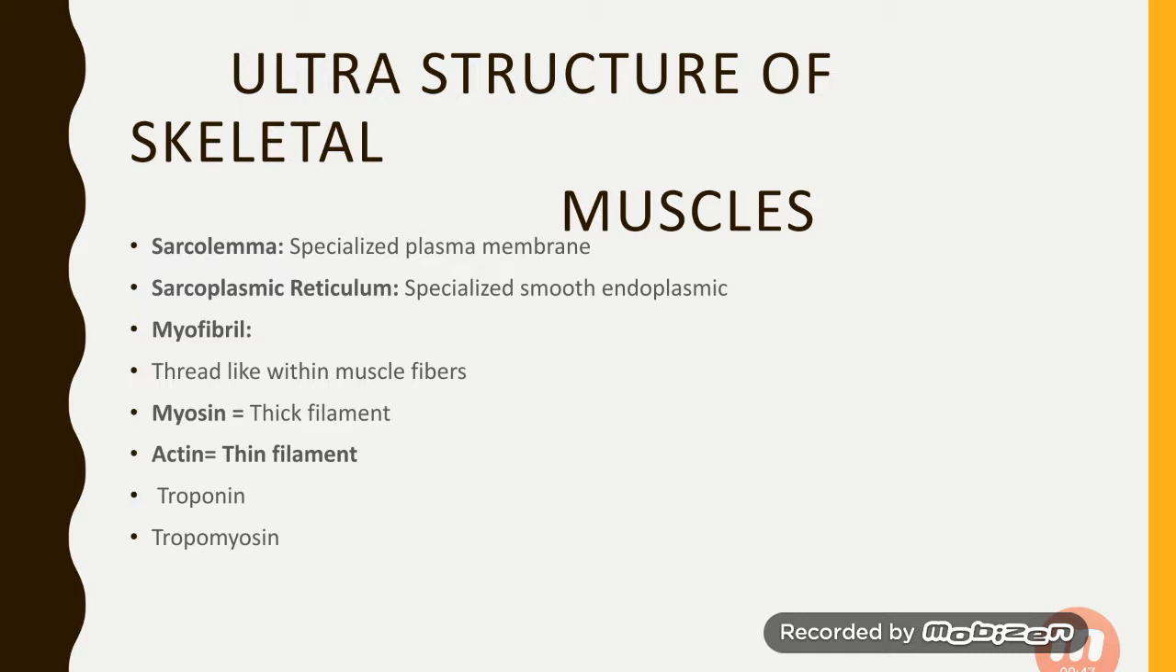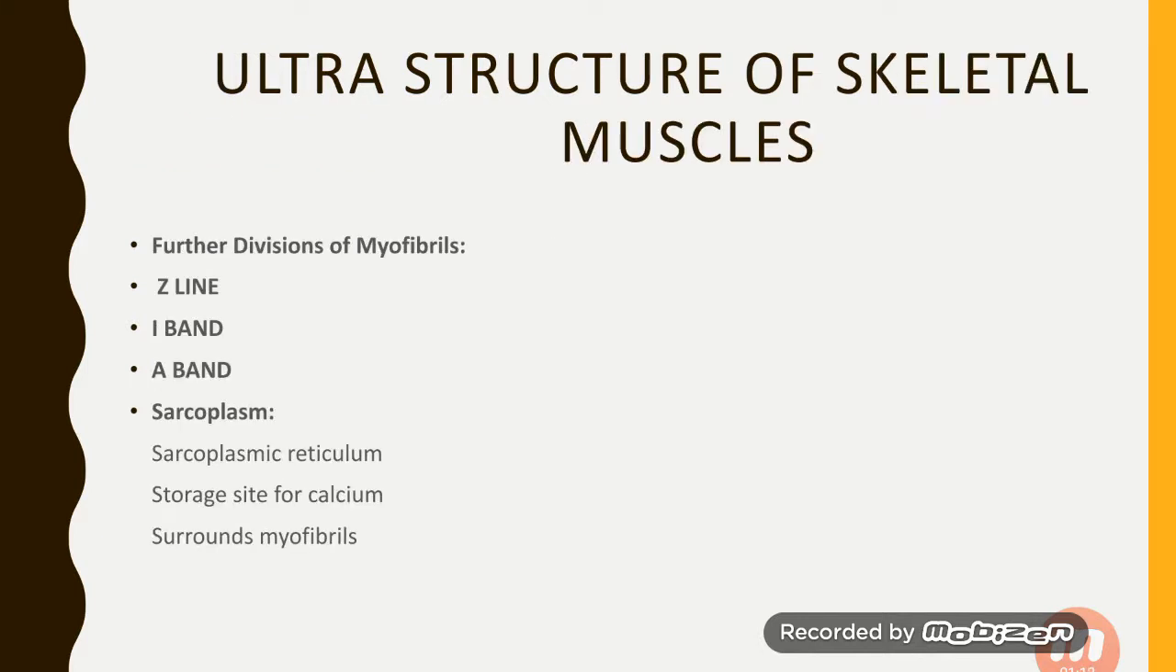Myofibrils are the thread-like structures which are present within the muscle fibers. Now the actin and myosin filaments that we will discuss here in detail. Myosin are the thick filaments and actin are the thin filaments. Actin further contains two proteins called troponin and tropomyosin. Another topic here that we are going to reinforce is Z line, I band and A band, which we have discussed in the previous topic.